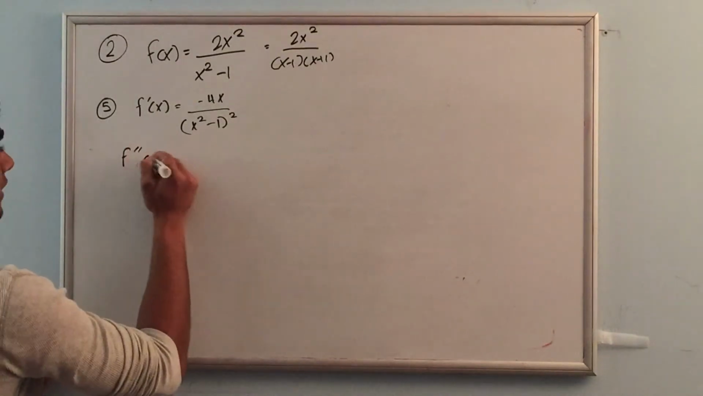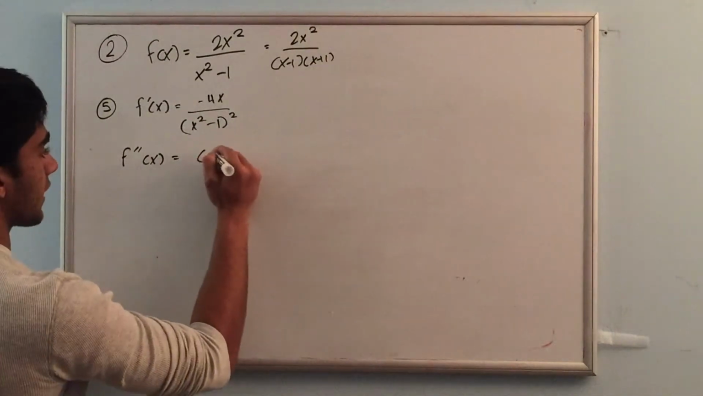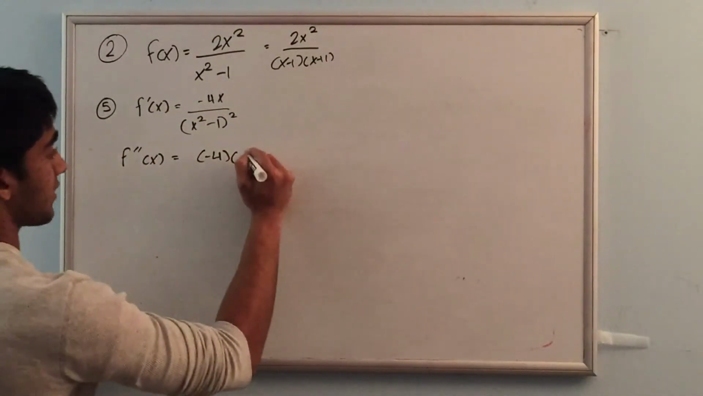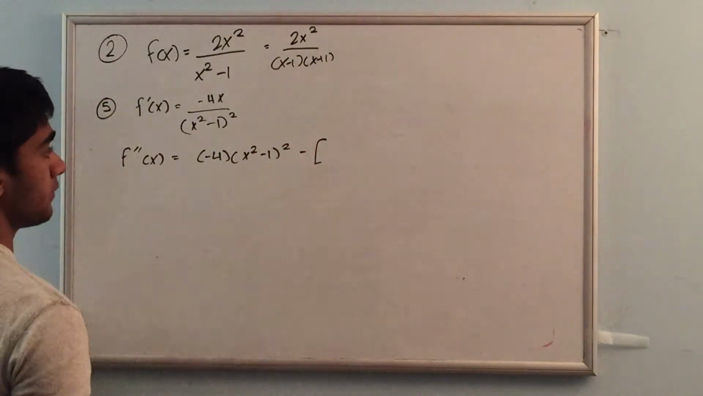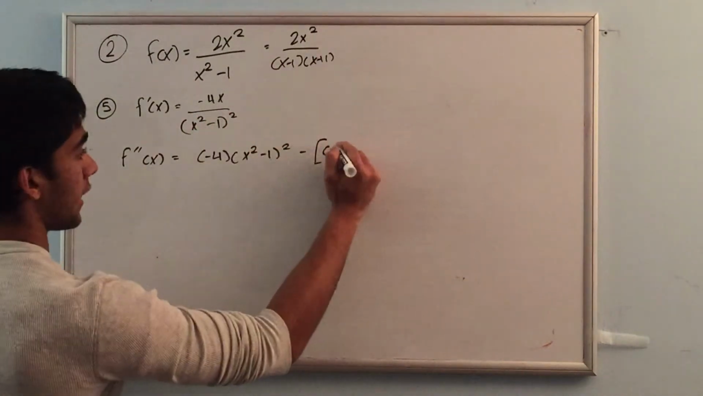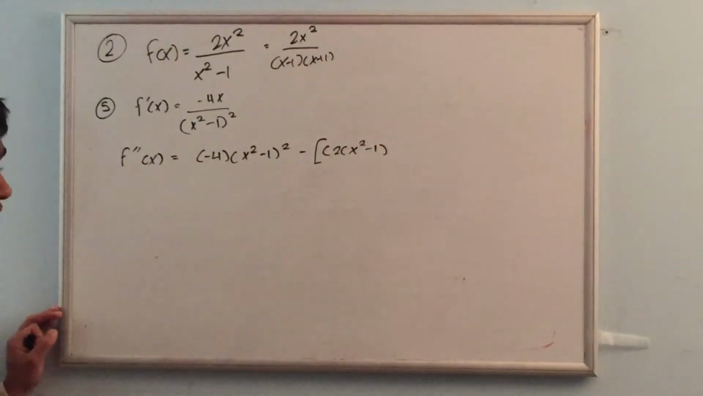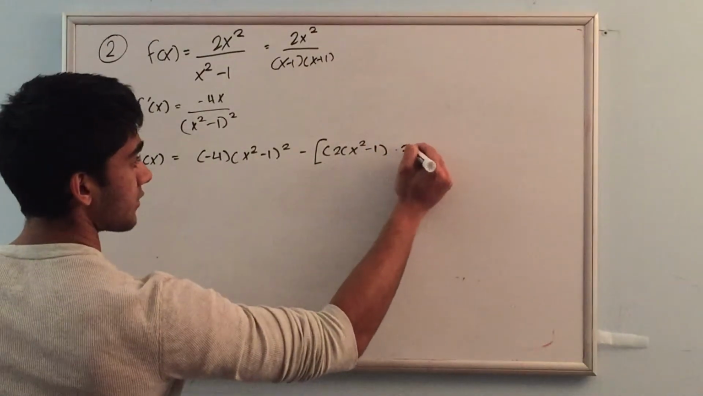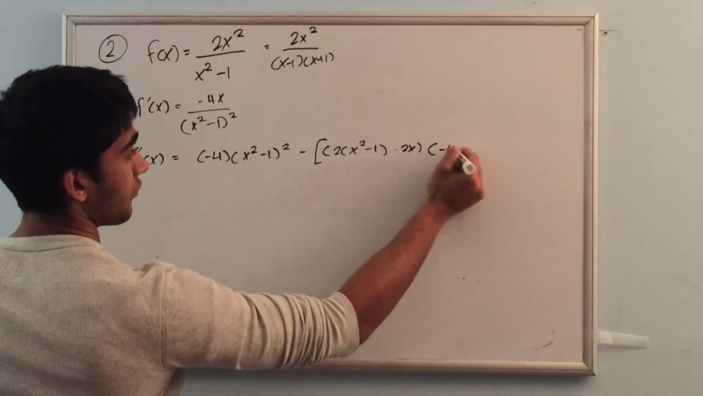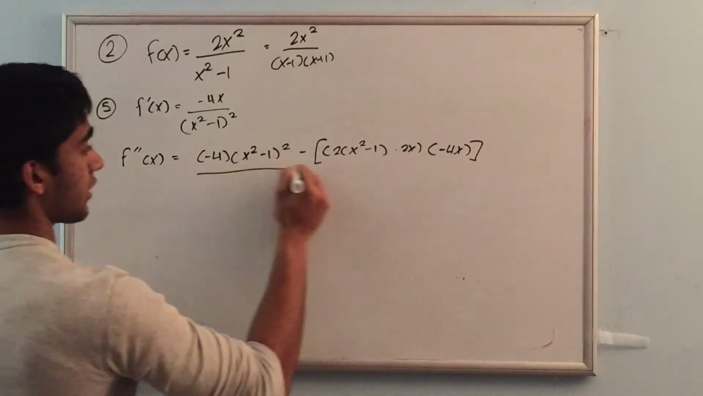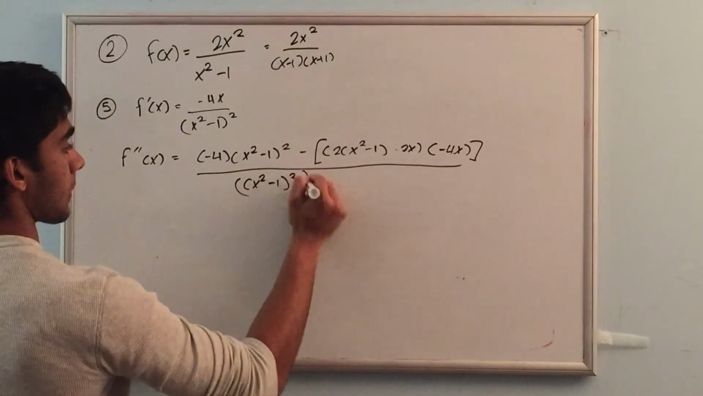So f double prime x equals, remember this is a quotient rule, so we take the derivative of the top first, negative 4, times, keeping the bottom the same, (x squared minus 1) squared, minus the derivative of the bottom, which is, remember, there'd be a chain rule, so the 2 will kick out, 2 times (x squared minus 1), remember now you need to multiply by the derivative of the inside, times 2x. Remember this whole thing is multiplied by the top function, times negative 4x. Remember, this entire thing is over the bottom squared. So that's (x squared minus 1 squared) squared.